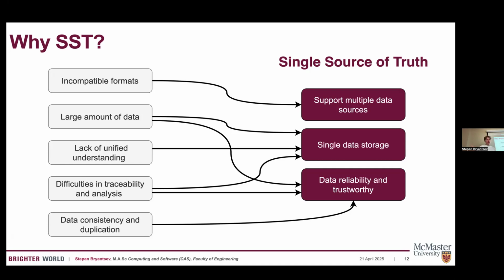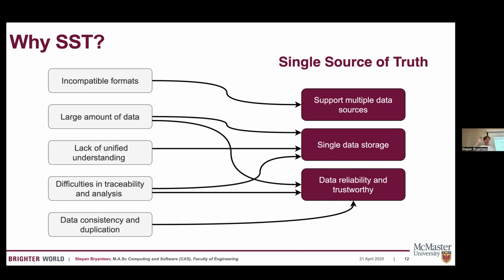The fourth challenge is difficulties in traceability and analysis. Here is where a single data storage can help us in the analysis. So we can perform some analysis on top of our data because the data is in one place. So we don't need to go and gather this data. And we have traceability that is ensured by the data reliability and transparency property.